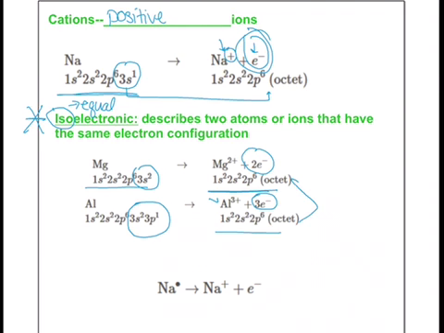And so these two ions, Mg2+ and Al3+, actually have the same electron configuration, and so we call those two ions isoelectronic.